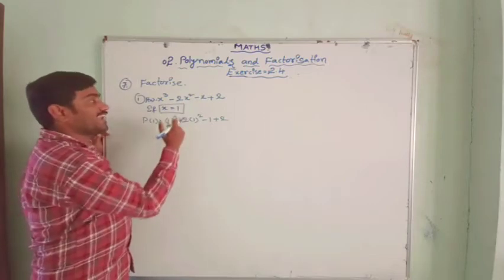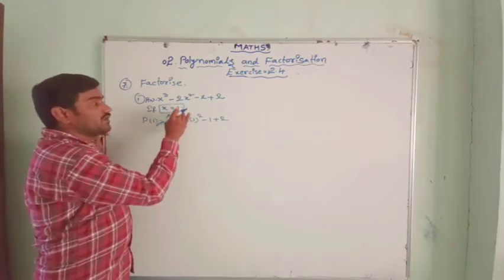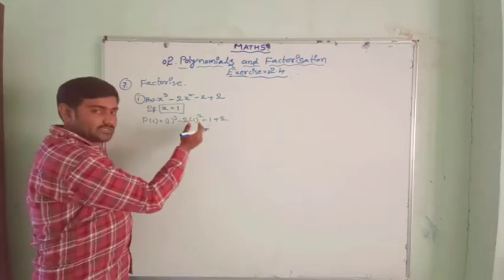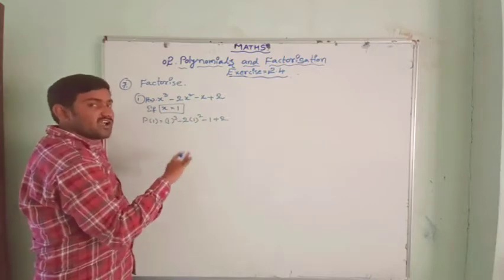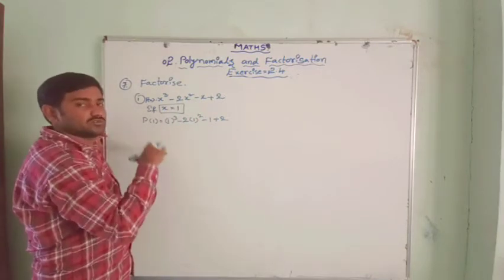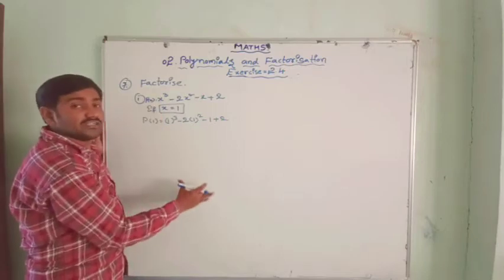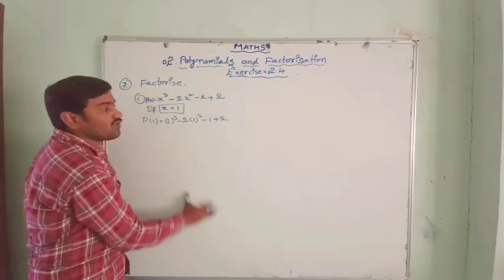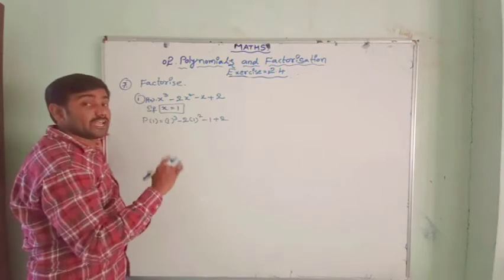That means we have to go for the trial and error method. Once you substitute plus 1, if it is not equal to 0, then you substitute minus 1. If it is not equal to 0, again you have to substitute plus 2 and minus 2, plus 3 and minus 3, until you get 0. Until you get a 0, you have to follow this process. This is called the trial and error method.